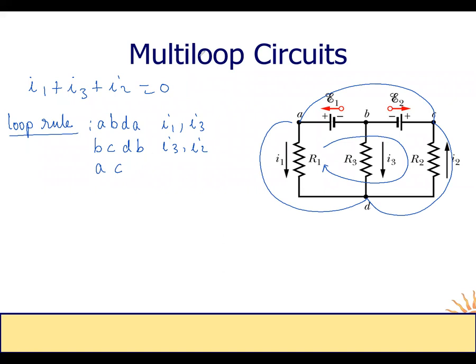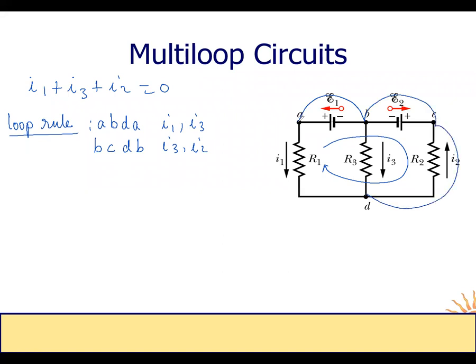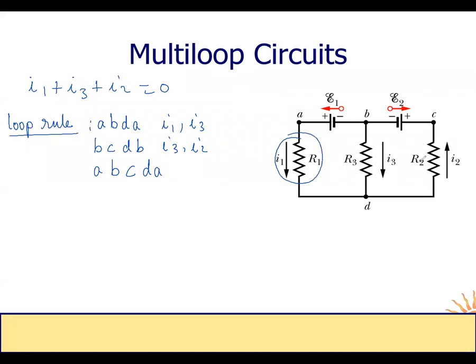No, look here. We have to take A, B, C, D, A, because between A and C we have two batteries. So we can choose A, B, C, D, A. By using this loop, we get a relation between I1 and I2.